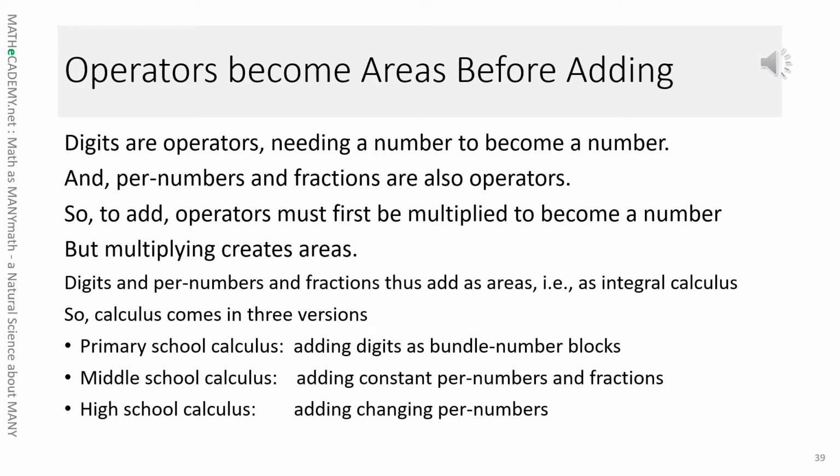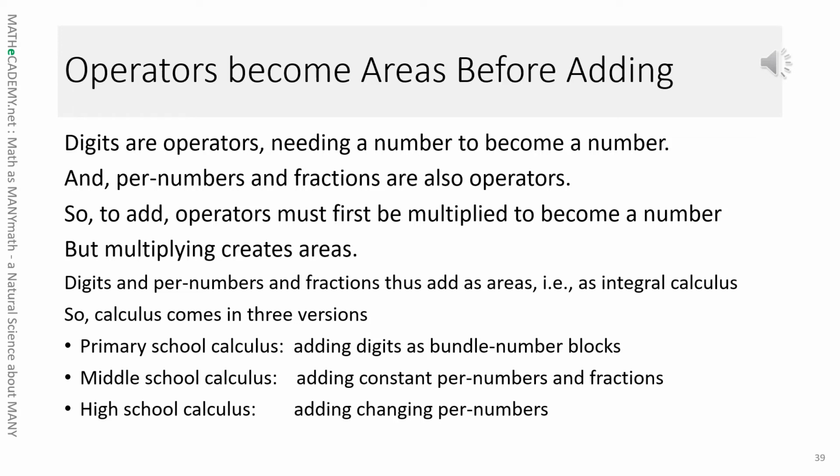Operators become areas before adding. Digits are operators, needing a number to become a number. And paranumbers and fractions are also operators. So to add, operators must first be multiplied to become a number. But multiplying creates areas. Digits, and paranumbers, and fractions thus add as areas, that is, as integral calculus.